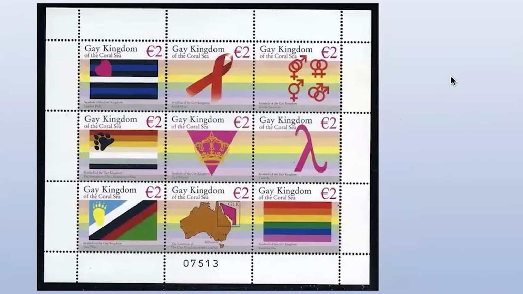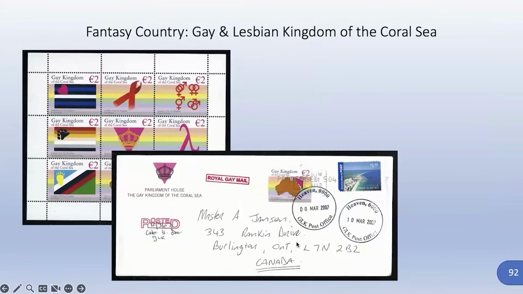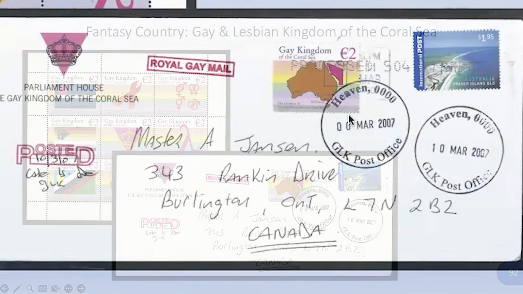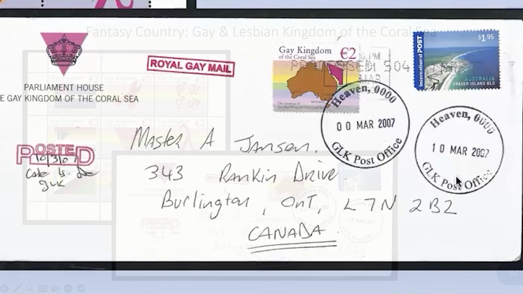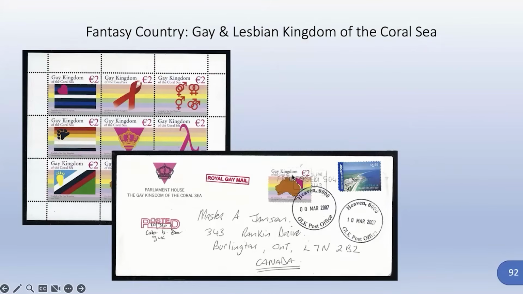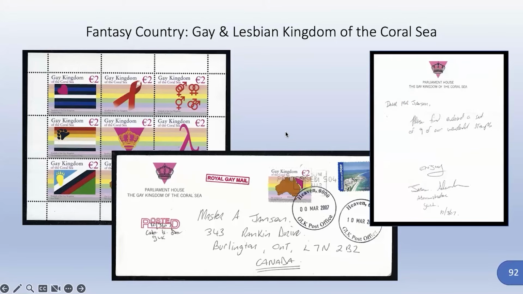Here are their 9 stamps. I saw an advertisement in one of the stamp news magazines that if you mailed your letter to them with some money, they would send you a letter back with the stamps. So here it is, postmarked Heaven 000 from, at that time, just the Gay Lesbian Kingdom Post Office. And when they were first printed, they just called them Gay Kingdom. But it still had to have an Australian stamp to go through the mail.